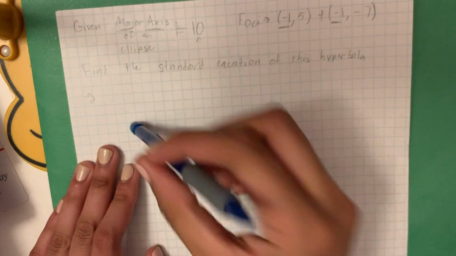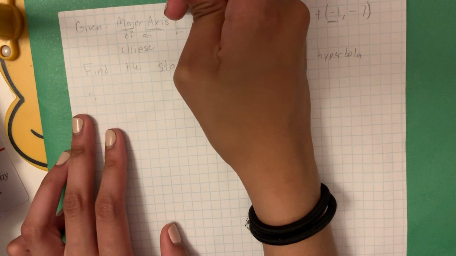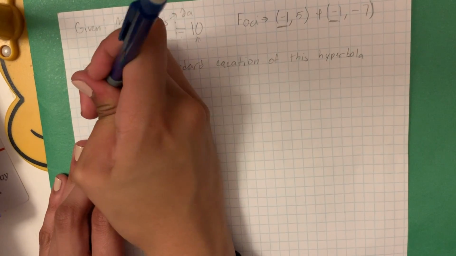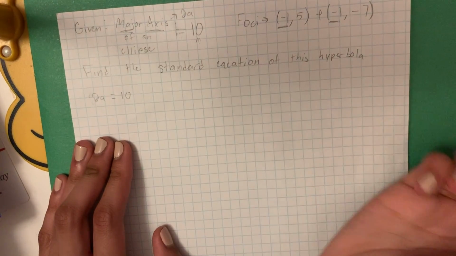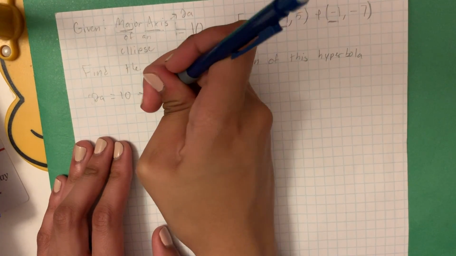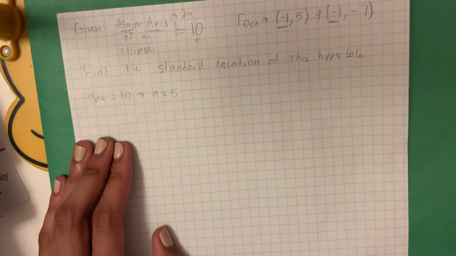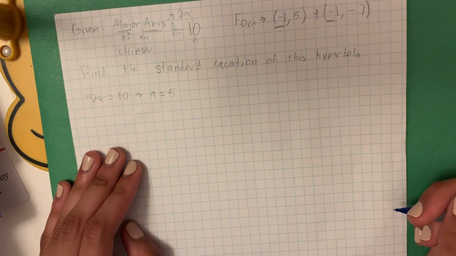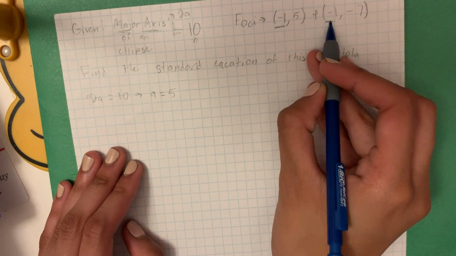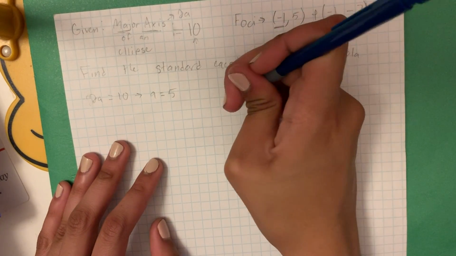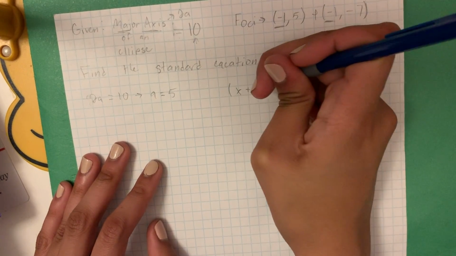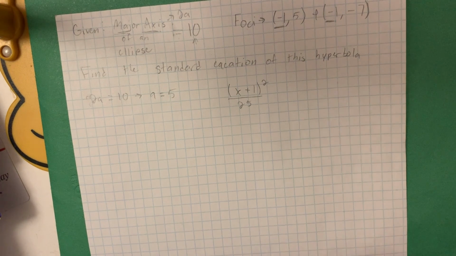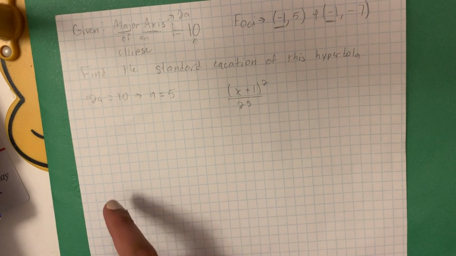And we also know that the major axis should be equal to 2a, like so. And so if we have 2a is equal to 10, and then we divide 10 by 2, which is going to give us our a value, we're going to get a equal to 5. And then we can see that our x value is the same, so our x value is going to be x plus 1 squared over 25.